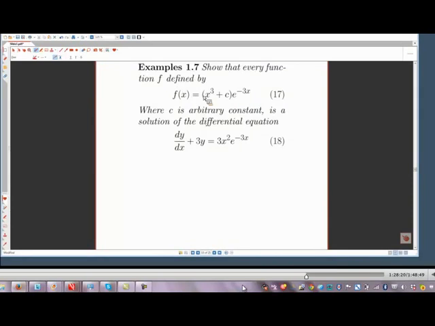Here also I am treating this as a solution. It has a constant up here, and every function defined by this is a solution to this. Now you can see, you have a constant here, but the moment you reach the differential equation, magically this C disappears. The C just disappears. So where did it go?